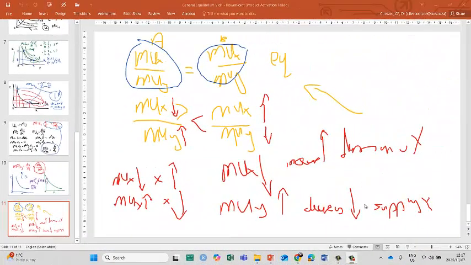Let's continue with our work on general equilibrium, specifically using the Edgeworth box diagram. We ended our previous video on this specific equation, and I'll continue with it now.